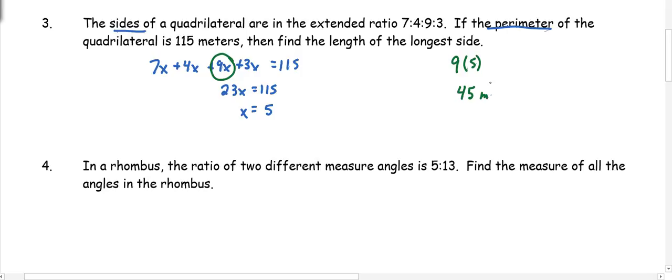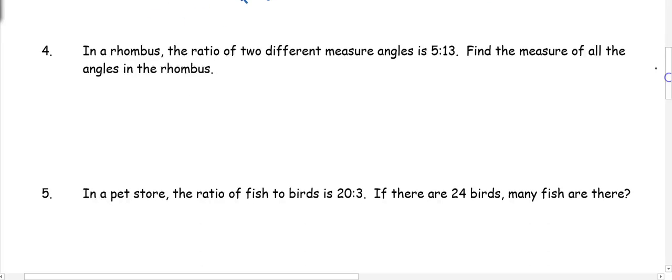Number 4, in a rhombus, the ratio of two different angle measurements is 5 to 13. Find the measure of all angles in a rhombus. Okay, so this one's a little bit confusing, so let's draw a picture of a rhombus out. So remember that rhombuses have two sets of opposite angles that are congruent. So if we have one that's 5, we're going to say this is 5x, the other angle is 13x. Remember that the opposite angles are congruent, so we have another 13x and another 5x.